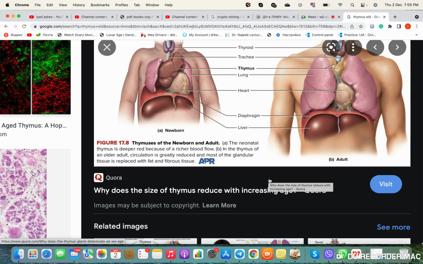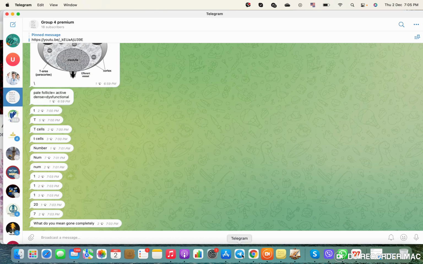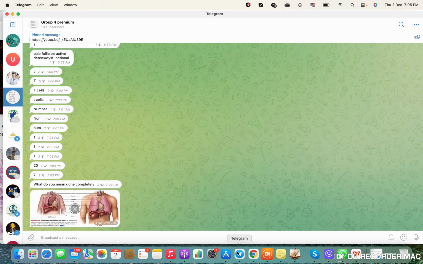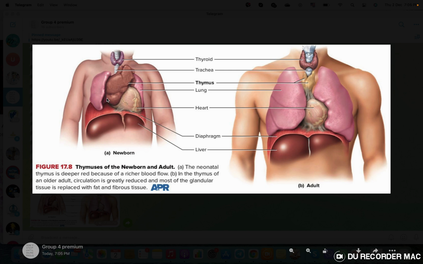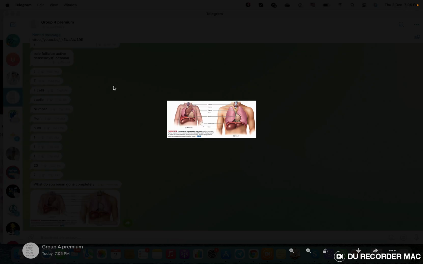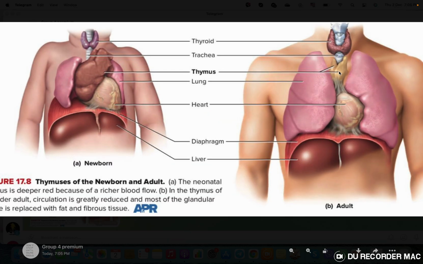But in real life, sorry, but this is completely wrong. The T cells can mature in so many other places, but for the USMLE, you just need to know the thymus. So, yep, you can see a big thymus, and this one is involuted basically.